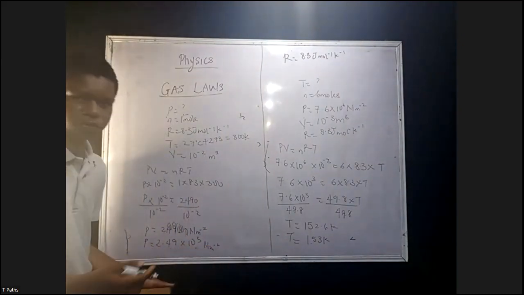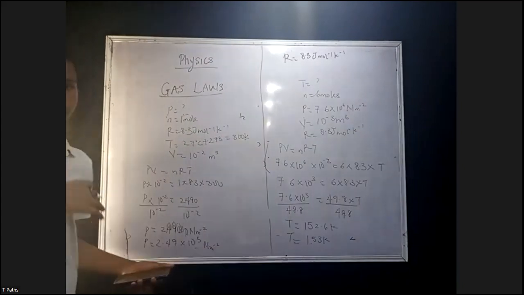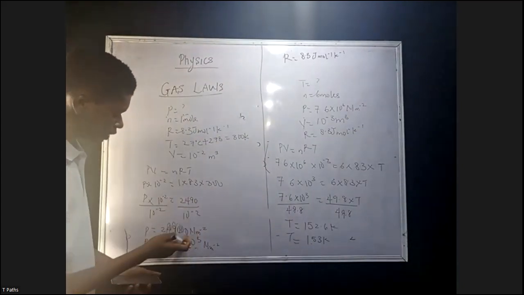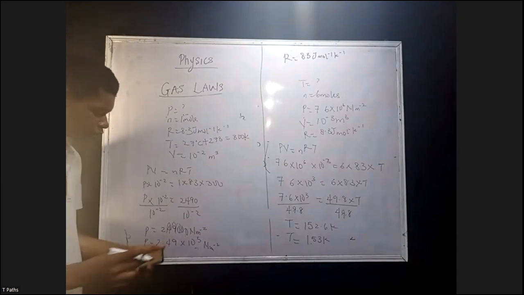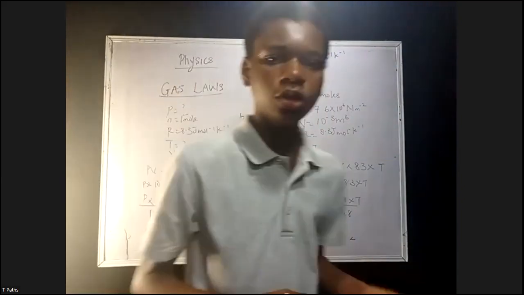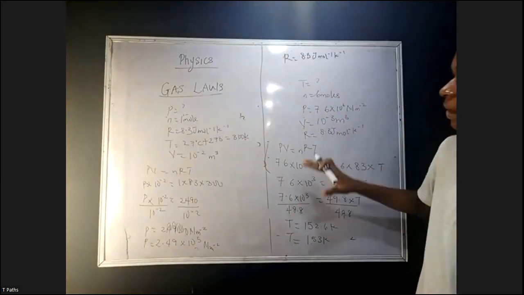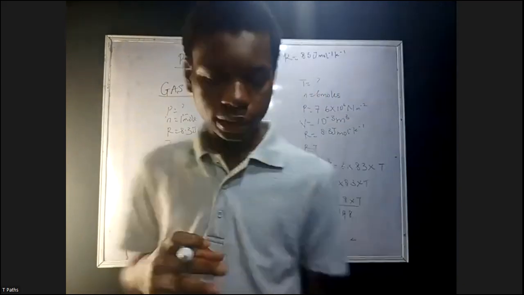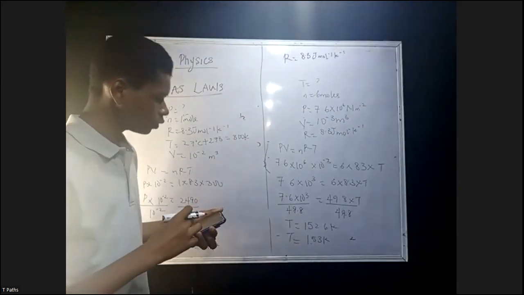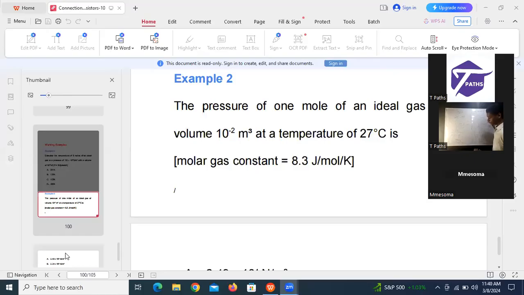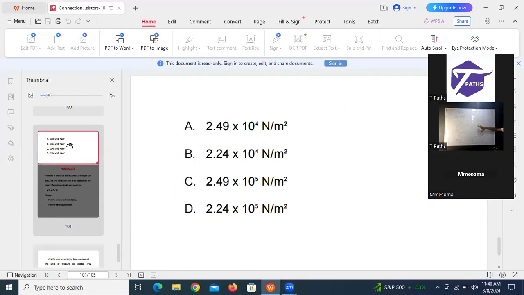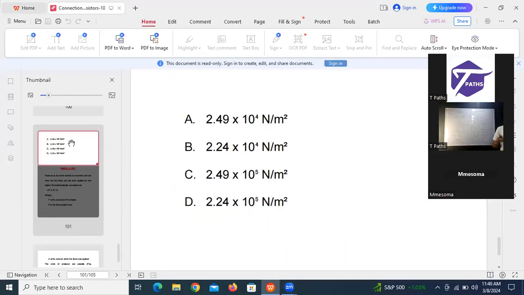It is not a negative power because I'm moving from right to left. If I'm moving from left to right, it's going to be a negative number. So my answer here is 2.49 times 10 raised to the power of 5 Newton per meter squared, which is option C. All right, I think our time is almost up, so let me just go over it. Next class, we'll move to another topic, which is pressure.